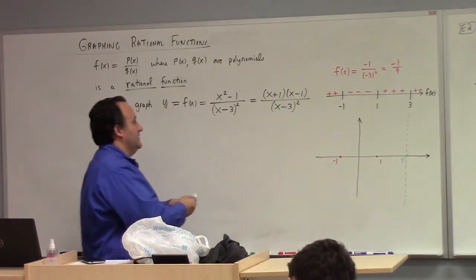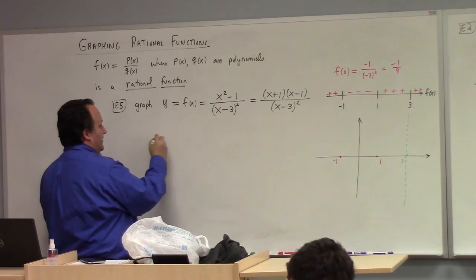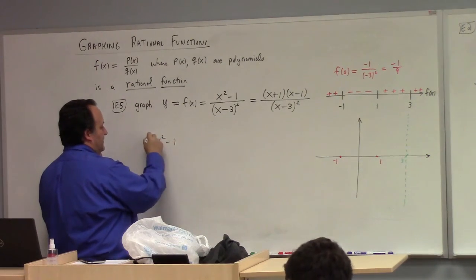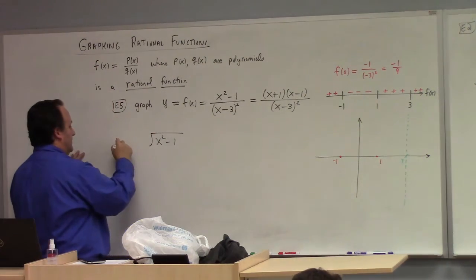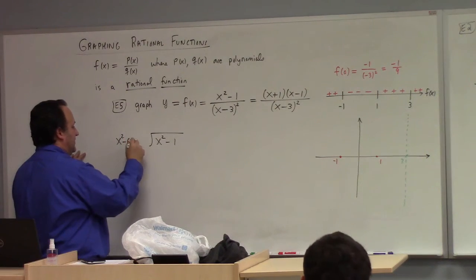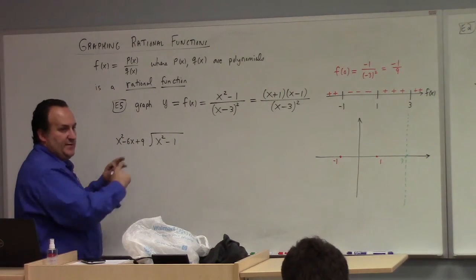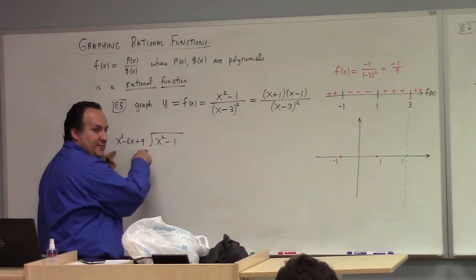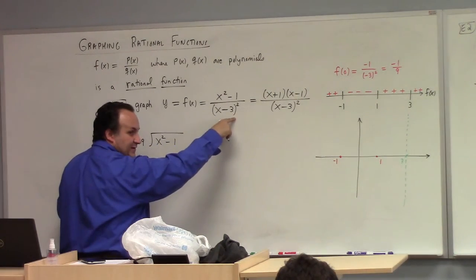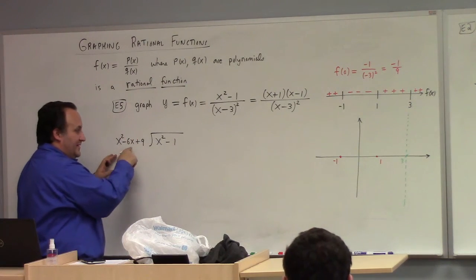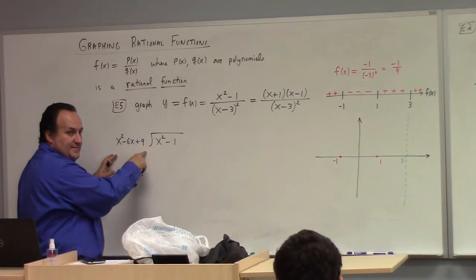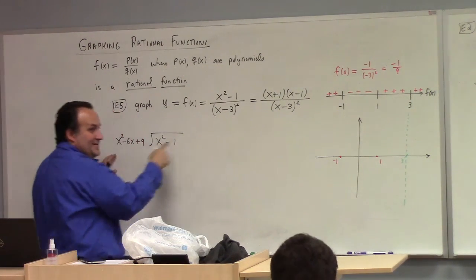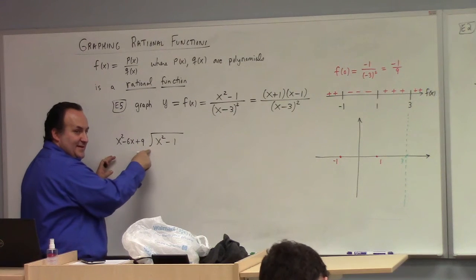So just for you guys, we're going to divide x squared minus 1 by that, which is x squared minus 6x plus 9. Right? x minus 3 squared is x squared minus 6x plus 9. I repeat, x minus 3 squared is x squared minus 6x plus 9.